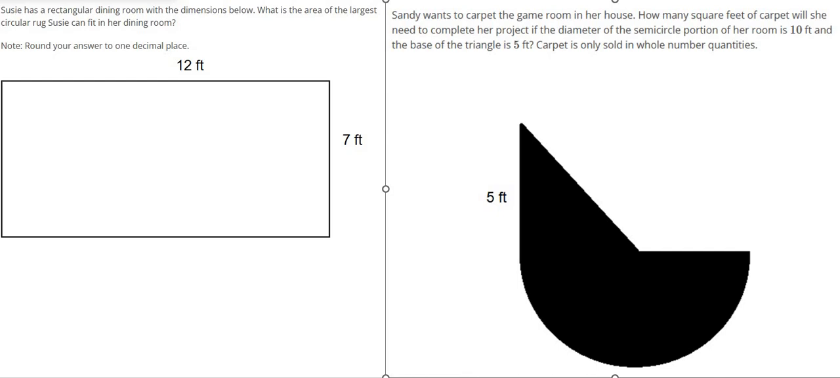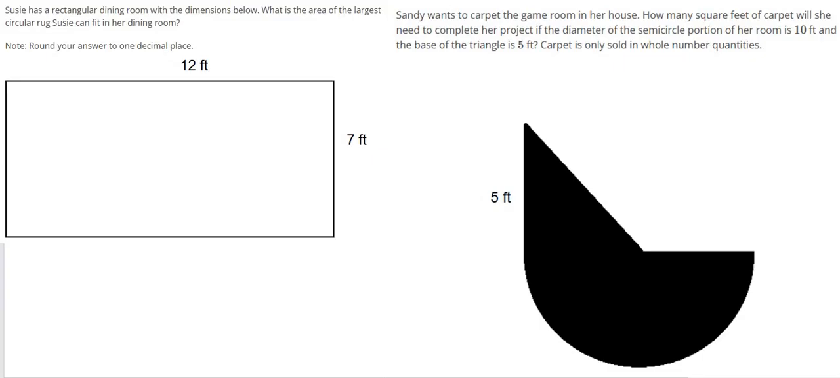So we have a couple questions we're going to do. The first one is, Susie has a rectangular dining room with the dimensions below. It's 12 by 7. And what is the largest area of a circular rug that Susie can fit in her dining room there? So if I sketched out a circle, it would look like this.